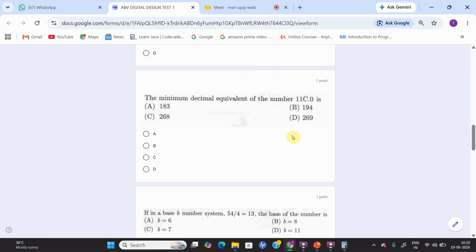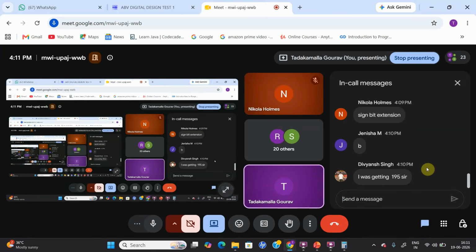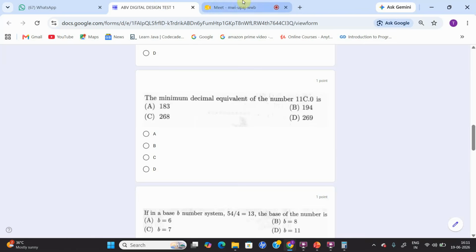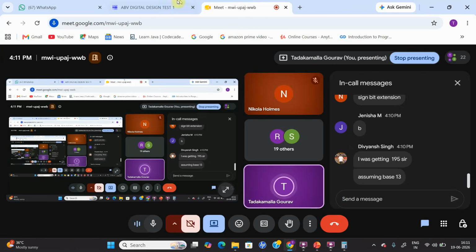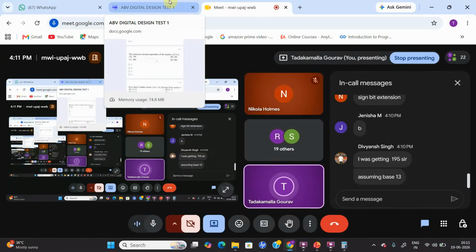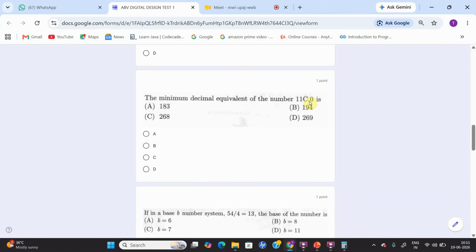195. Oh, okay, but it is not present in the options now. Others, what are the different answers you are getting for this particular question? Assuming base is equal to 13. Yeah, my next question is that only: what is the base you have considered over here?